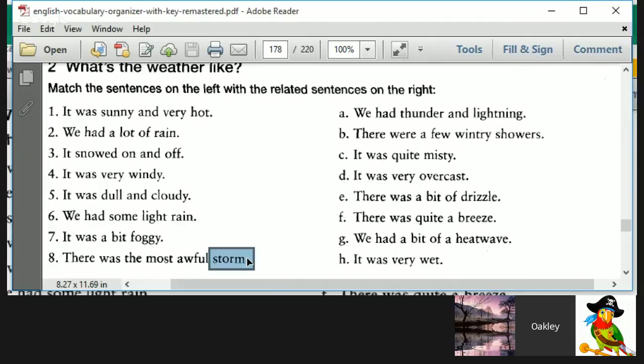What do you see when you have a storm in the summer?